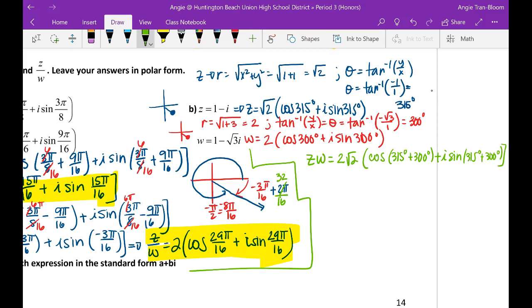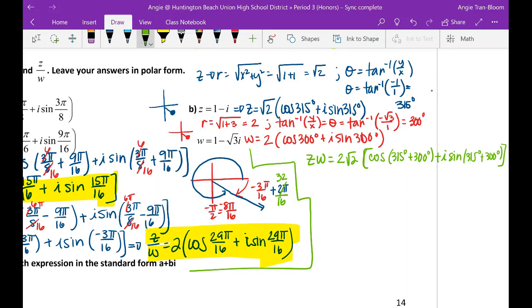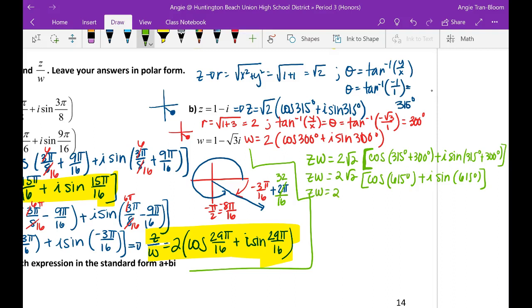Because this problem did not start out in radians, you can just put it in degrees. But if it starts out in radians, then you keep it as radians. So the final answer, when I combine these, is 2 radical 2 times cosine of, well, 315 plus 300 is now 615 degrees, and sine of 615 as well. We can't keep that at 615. 615 is over a revolution, but theta, remember, was restricted to just the first revolution.